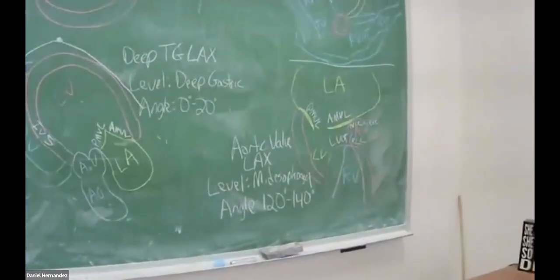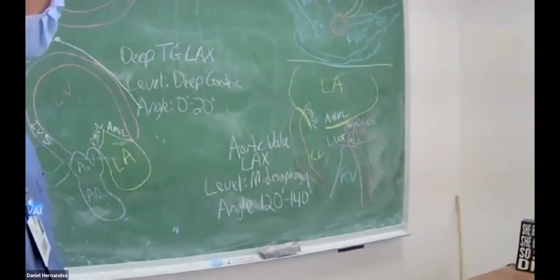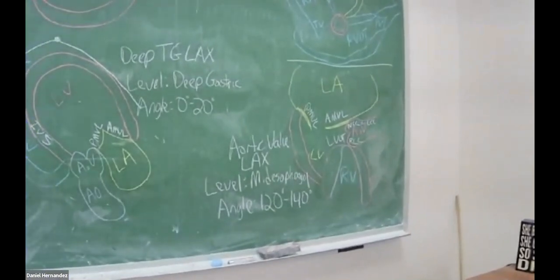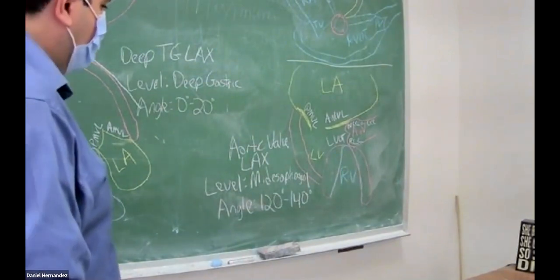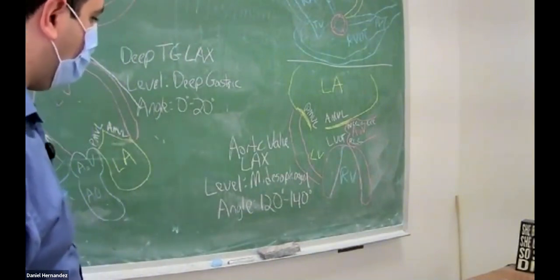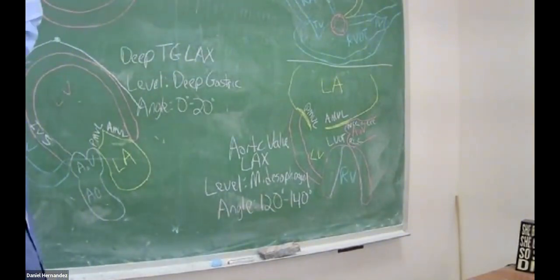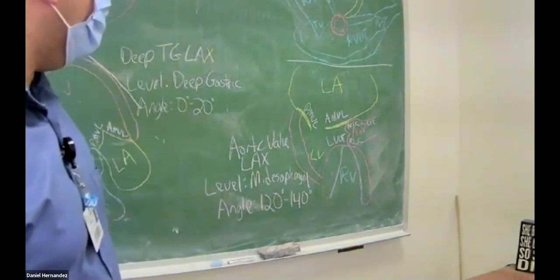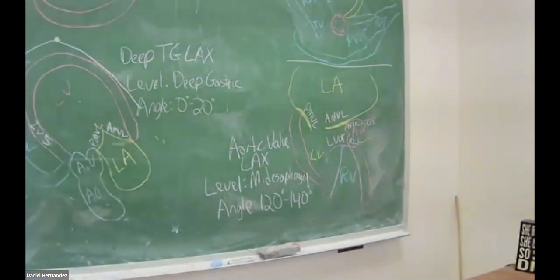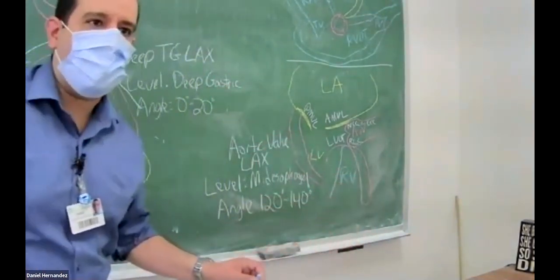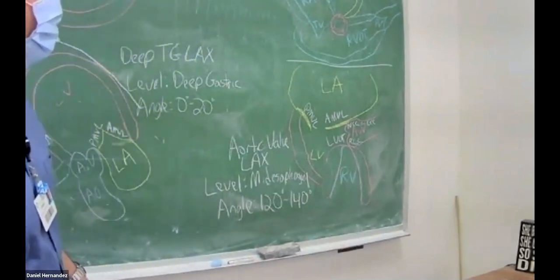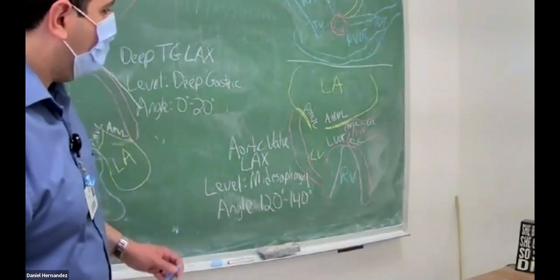Then I also did this aortic valve long axis view. Again, this is another mid-esophageal view. This one has an angle of 120 to 140 degrees. This view is good for assessing all three leaflets of the aortic valve. Your best assessment for any aortic valve is going to be your short axis view, but we can also get a good assessment of those leaflets in this long axis view.